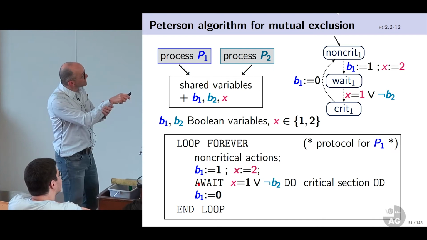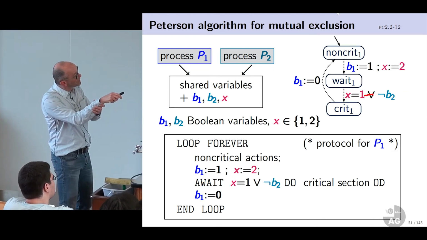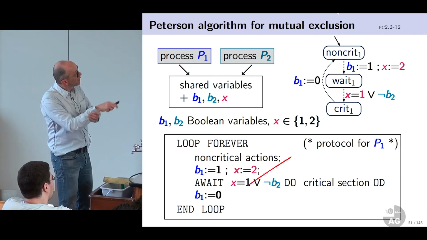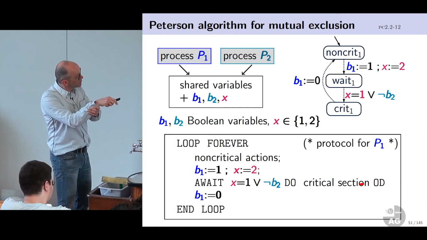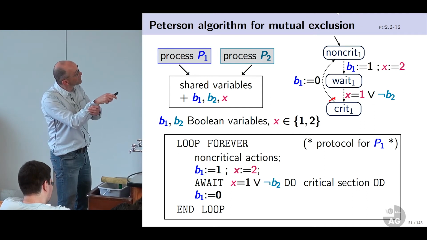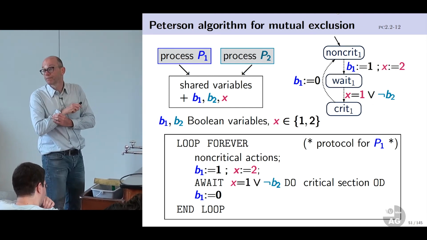Then I'm in the await statement that corresponds to this guard. Basically, I do not take any action, so there are no actions here. Now I enter the critical section, which stands for this thing. And now I release, and release means setting b1 to 0, which corresponds to this edge over here.